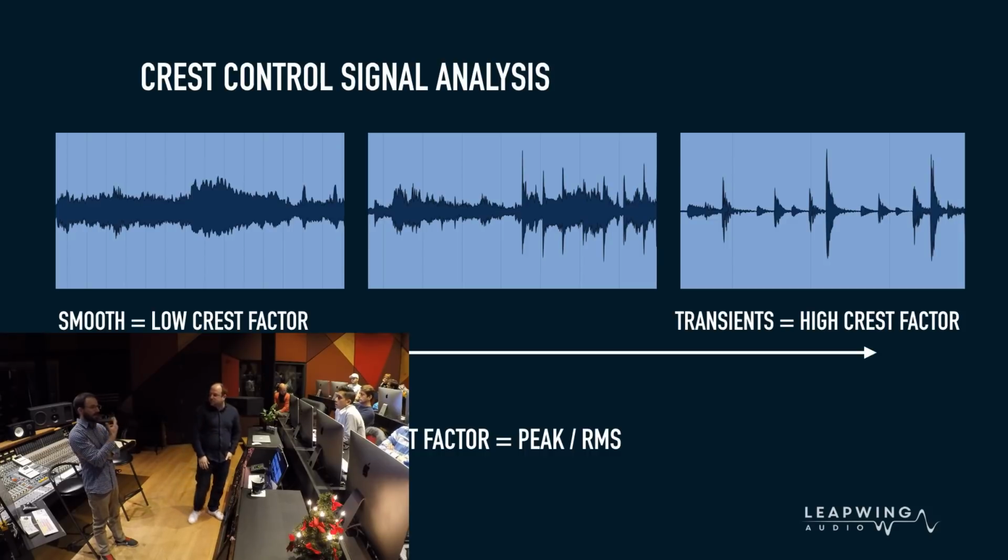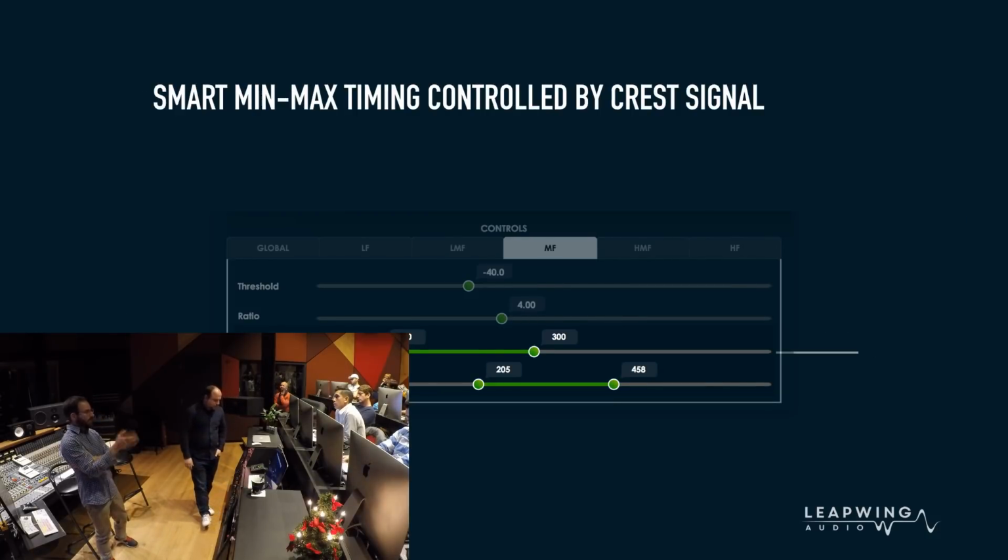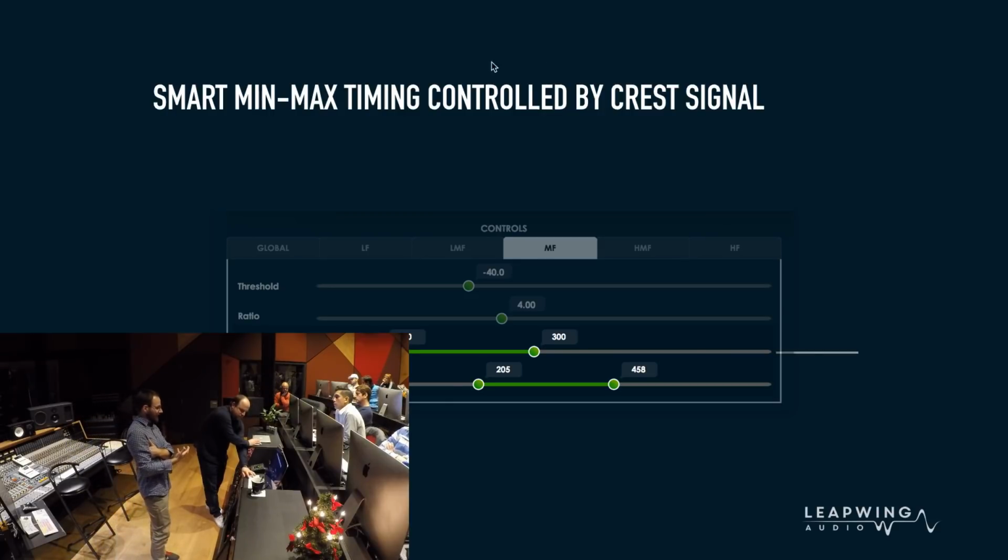So maybe I'm repeating, but the crest factor is peak divided by RMS. That gives you a value, and you will get a low value for smooth sounds and a high value for transients, typically drum sounds, things like that. So we wanted to use that characteristic of audio to steer the smart timing controls.